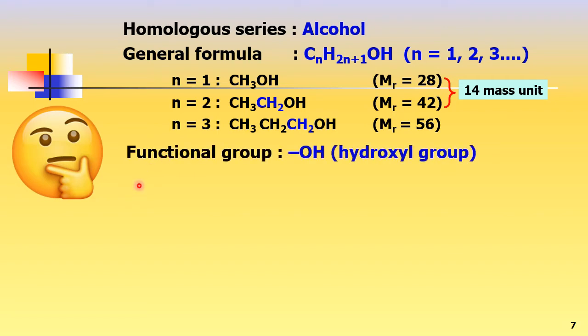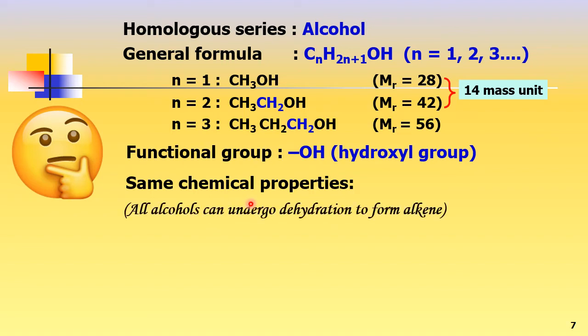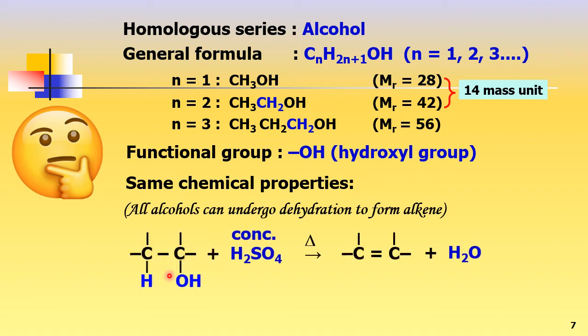Next is the functional group. Alcohols are characterized by the functional group OH, which is known as the hydroxyl group. And due to the presence of the same functional group, alcohols have the same chemical properties, which means that they undergo the same type of chemical reactions. An example is dehydration reaction, where an alcohol is converted to alkene. So the example on this slide illustrates the 4 characteristics of a homologous series.